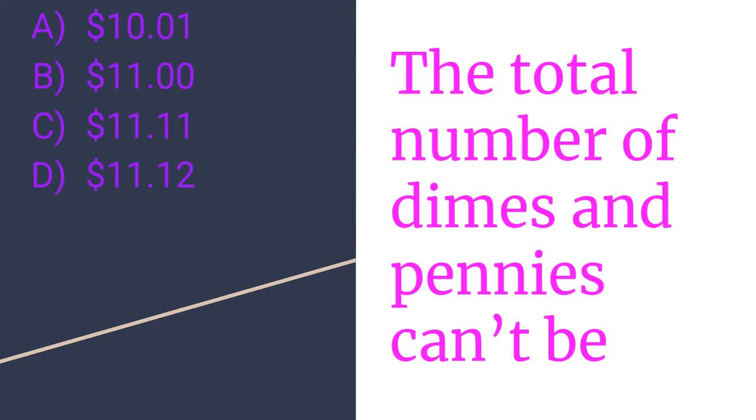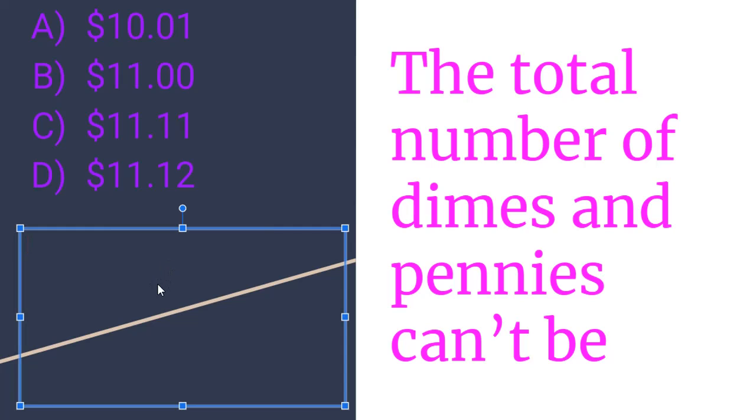Okay, now the next question. The total numbers of dimes and pennies can be: A, $10.01, B, $11, C, $11.11, or D, $11.12. So we have to have the same amount of pennies and dimes. So if we notice, we can add 101 dimes and 101 pennies. 101 dimes, and dimes are 10 cents each, plus 101 pennies.